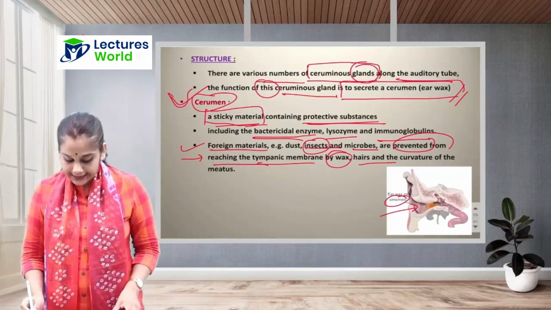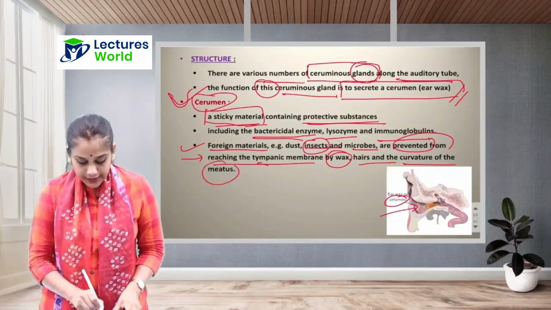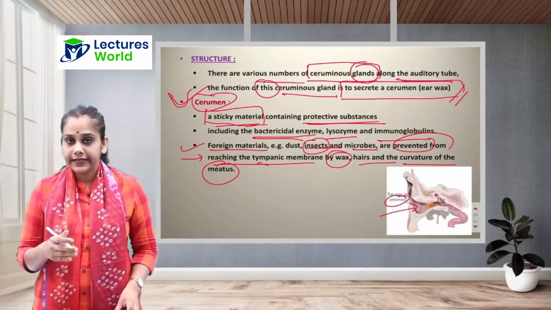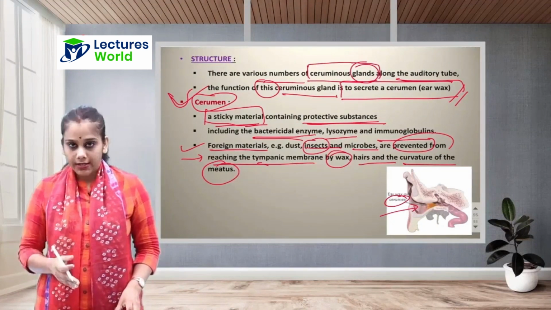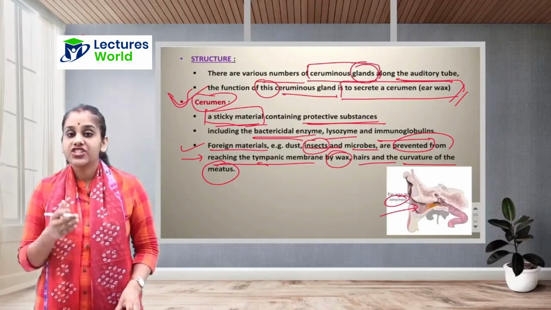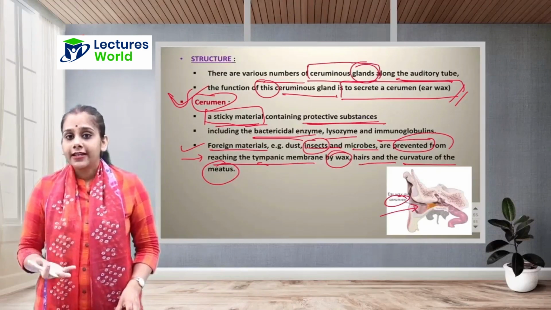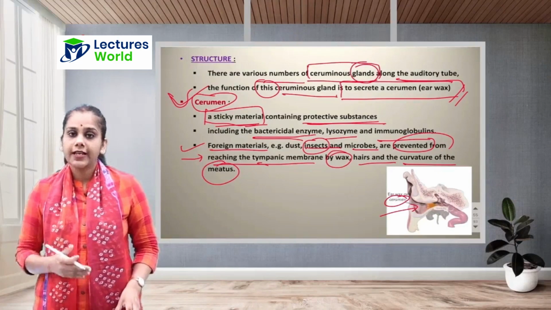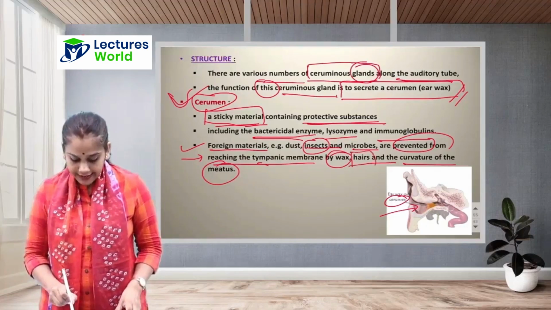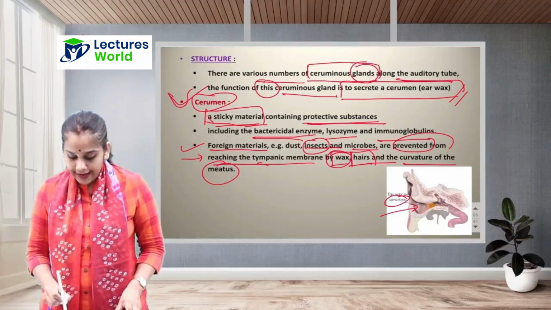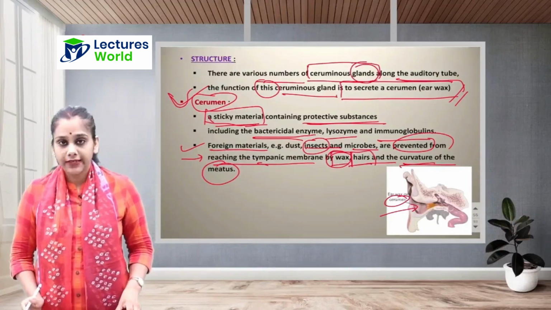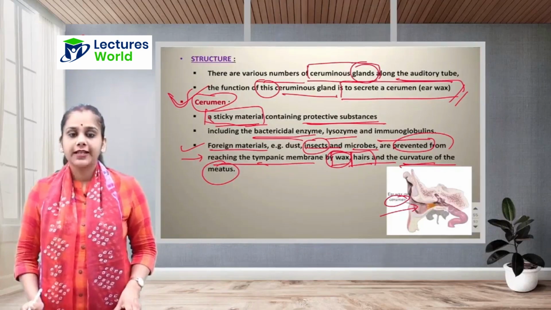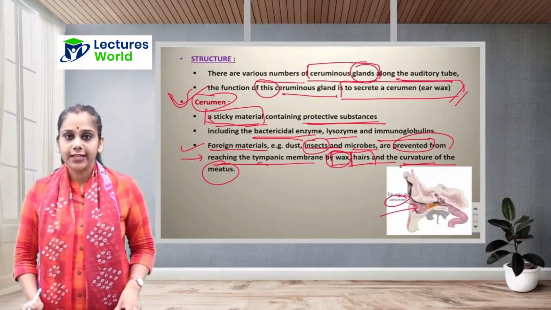Also there are hairs and the curvature of the meatus. There are so many ridges over the external ear, so the structure of the ear is helpful in preventing easy entry into the ear. There will be hair, there will be wax, that is the cerumen, and the curvature or structure of the external ear. All of it is very helpful for preventing foreign materials from entering the ear.